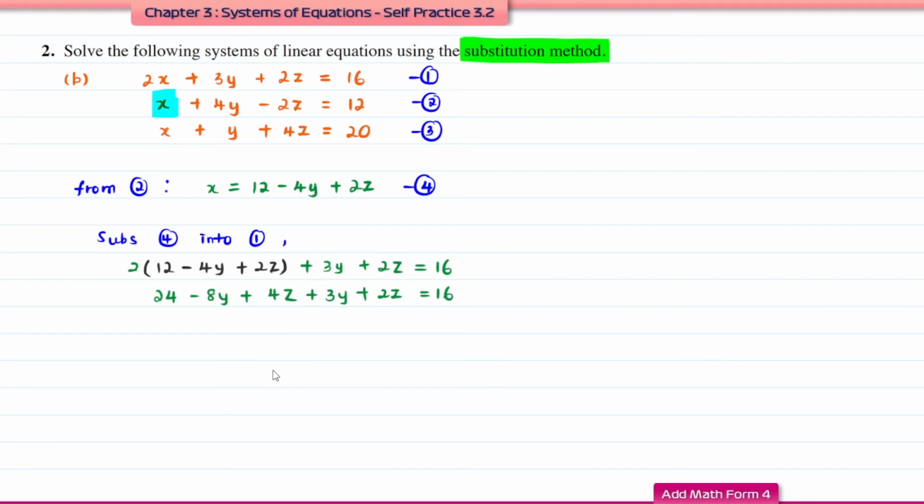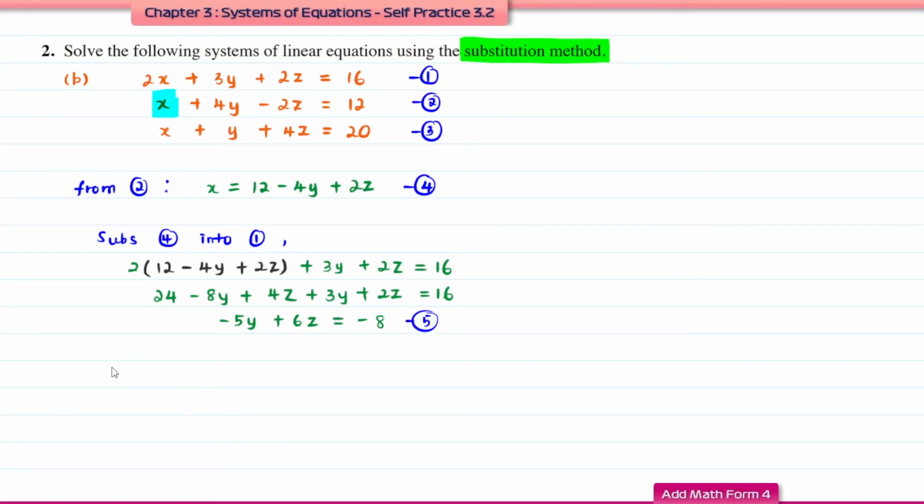So next, we're going to solve for the like terms. So first here, negative 8y plus 3y. Here you're going to have negative 5y. And positive 4z plus this 2z is equal to 6z. So next, I'm going to move this 24 to the right hand side. So it will be 16 minus 24, which equals negative 8. Here I'm going to label this as equation number 5.